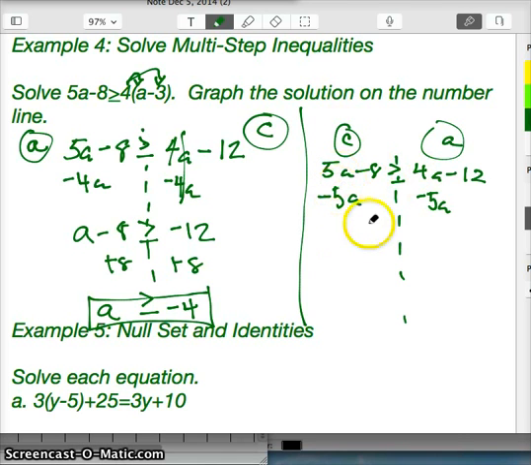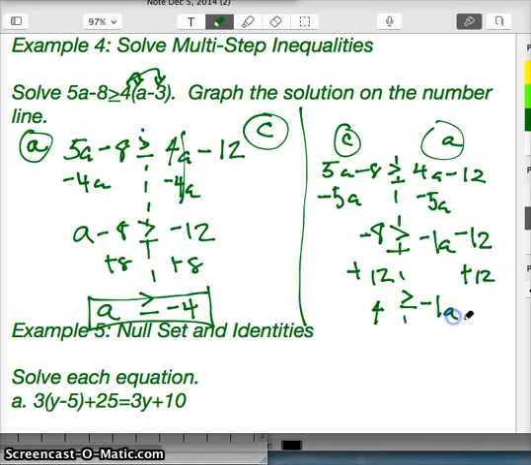Please follow. So now I've got negative 8 is greater than or equal to negative 1a, or negative a, minus 12. I only want a terms here, so this 12 has to go. I'm going to add 12 to both sides, right? So I end up with a positive 4 is greater than or equal to a negative 1a. I didn't ask to solve for negative 1a, I asked to solve for a, so I'm going to divide both sides by a negative 1. And when I do that, a is on one side and negative 4 on the other.